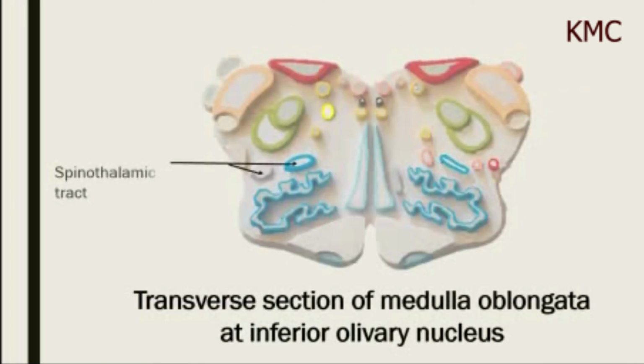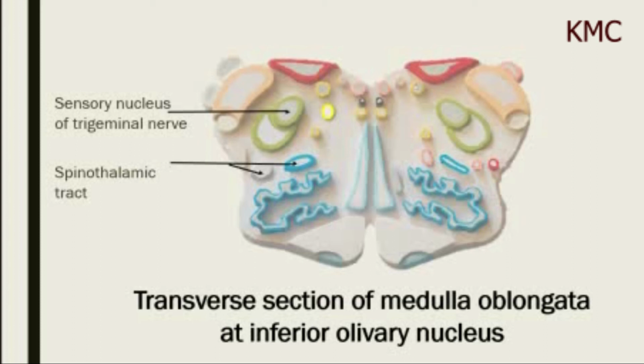The second column starts with the letter S, and that is spinothalamic tract. Lesion of this column results in loss of pain and temperature on opposite side of body, that is upper and lower limb. The third column starting with the letter S is sensory nucleus of trigeminal nerve. Lesion of this tract results in loss of pain and temperature on the same side of the face.